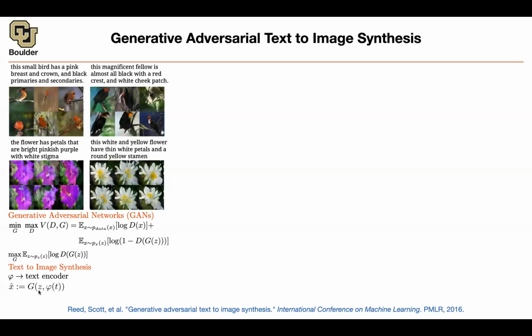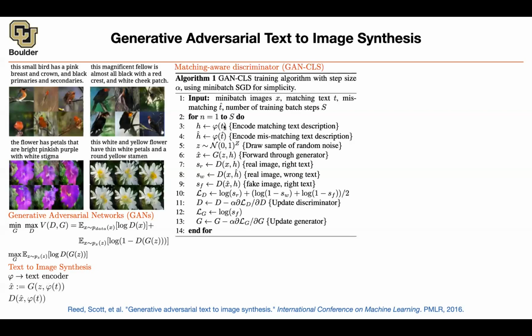So it's the same thing. You have Z here from a normal distribution or uniform distribution. You have phi, which is the vectorized version of your text. Your discriminator is also going to be conditioned on the vectorized version of your text. And this is called conditional GANs. And then you're going to write down your algorithm. It's a little bit more complex than what you see here.